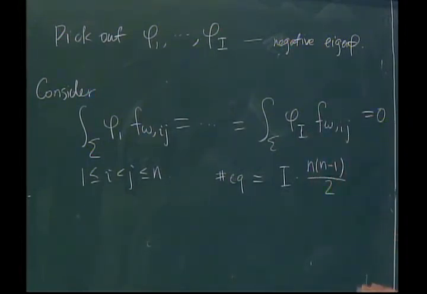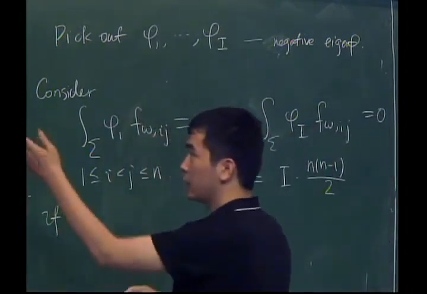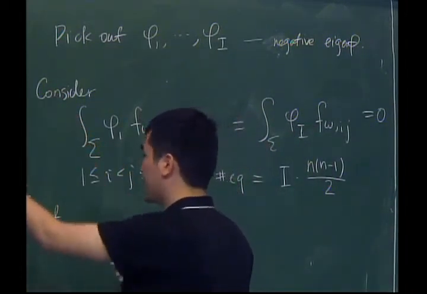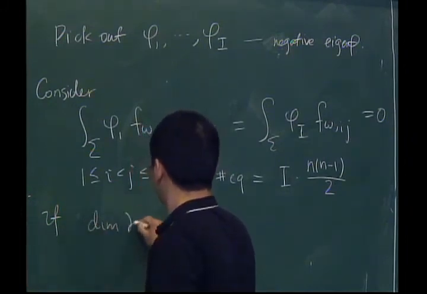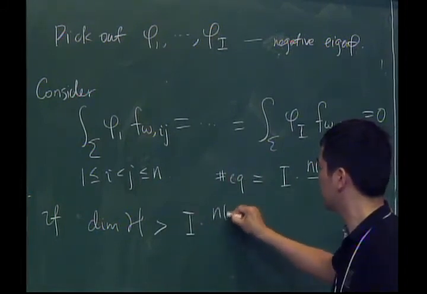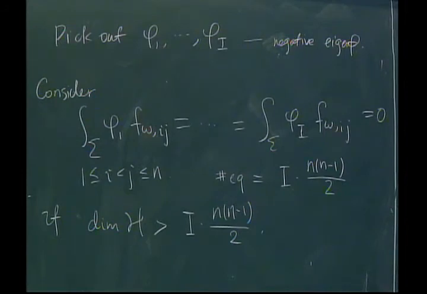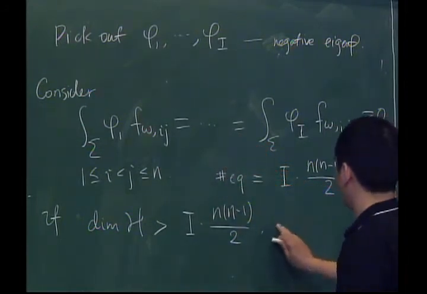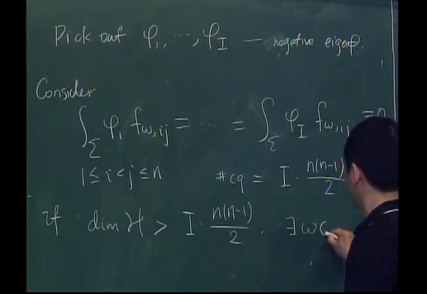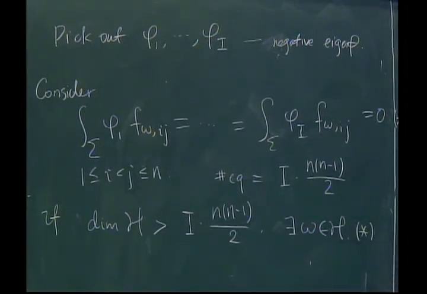Therefore, if the dimension of H is bigger than this number, then we can find a solution, right? It's a linear algebra thing. We can find a solution to this linear system such that the equation star holds.